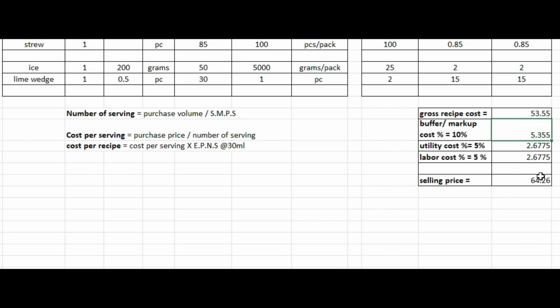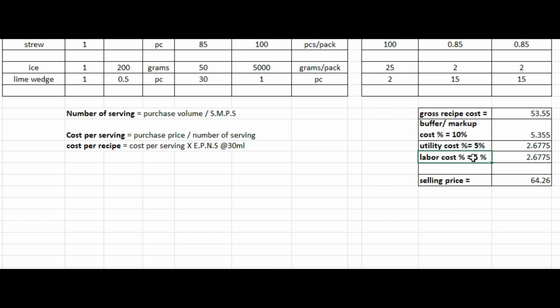So for example, in this case, we want to add 10% for our markup. So therefore, all we need to do is to multiply our gross recipe cost with 10%. So therefore, there will be an addition of 5.355 pesos as a markup cost. So this will be your profit for this beverage.